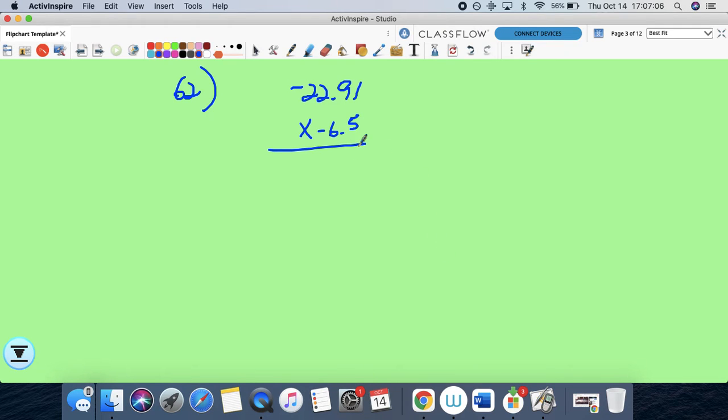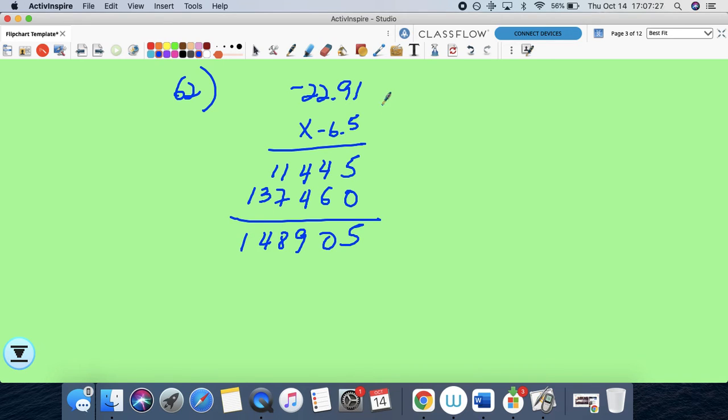So 5 and 1 is 5, 45, carry the 4, 14, carry 14, carry the 1, 11. Move on over, 6, 54, 12, 17, goes 1, 13. Alright, so again, the math is correct. Sorry, I forgot to do the decimal. So there's 2 decimal places here. This one has 1 decimal place. So my answer should have 3 decimal places. 3 decimal places is going to take me right here. 148.905.